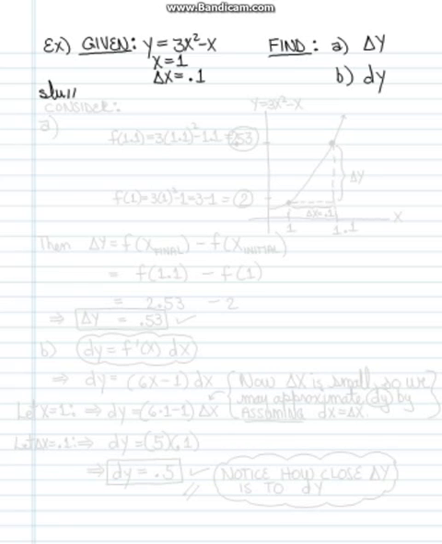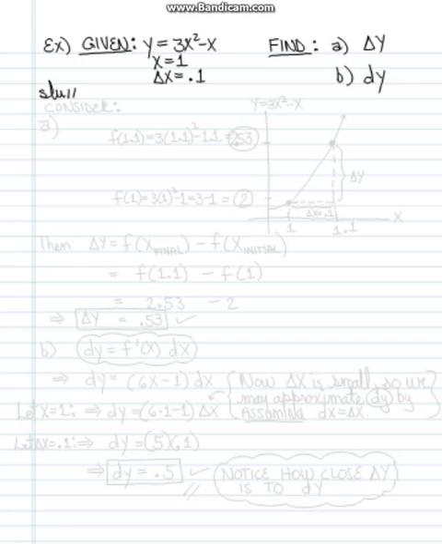Here we're given y as a function of x, y equals 3x squared minus x. We're interested at the x value 1 and a little bit more. Delta x equals 0.1. That will be the difference between our first x value 1 and our last x value, which will be the original 1 plus delta x.